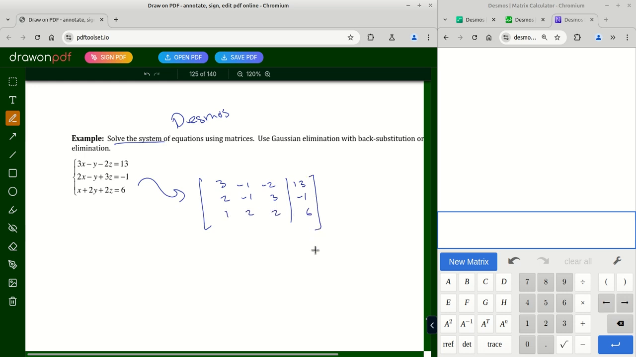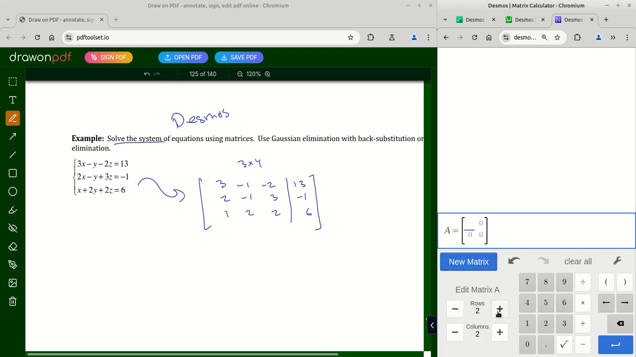Like that. X, Y, Z equals a number. Sweet. Now what we're going to do is put that into the Desmos matrix calculators. This is the matrix calculator. So that's a 3 by 4 size. So new matrix, 3 by 4, and start typing it all in.